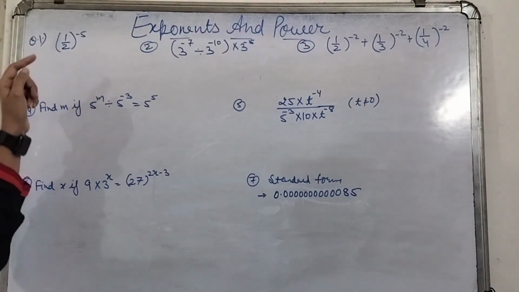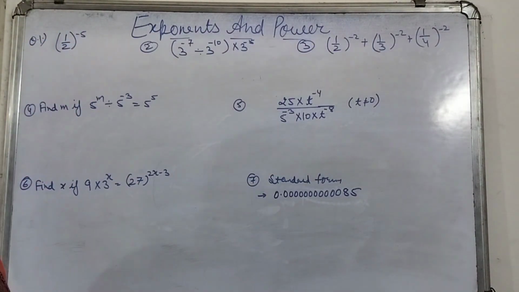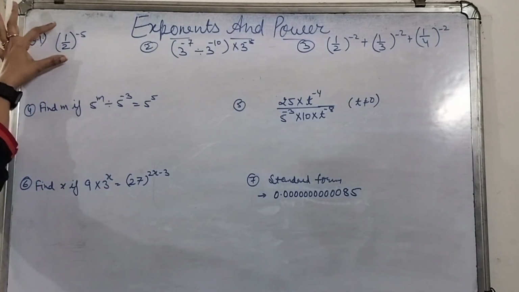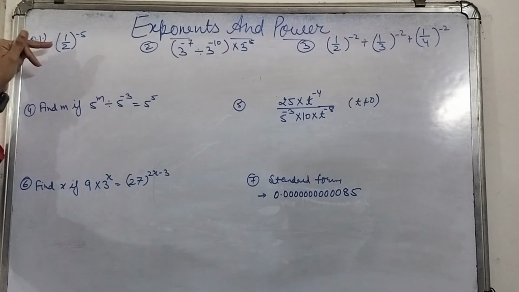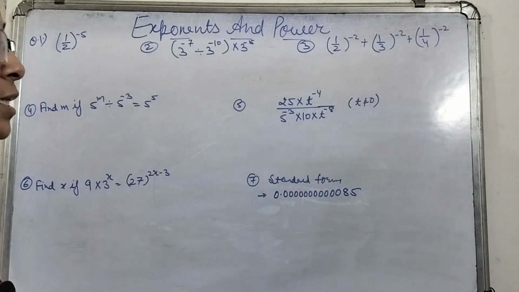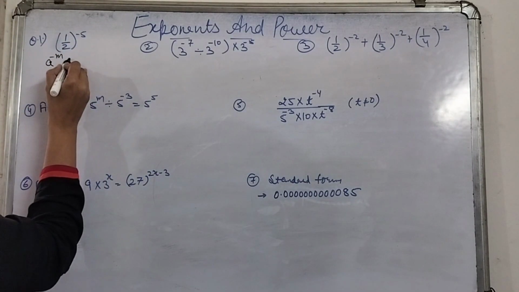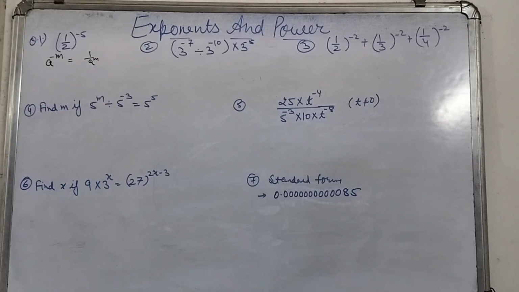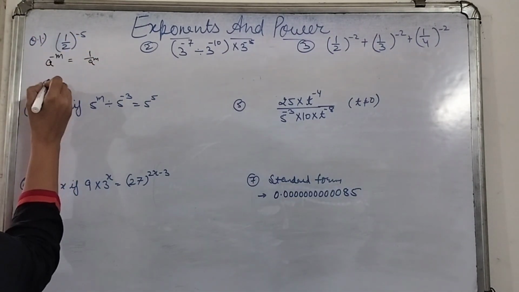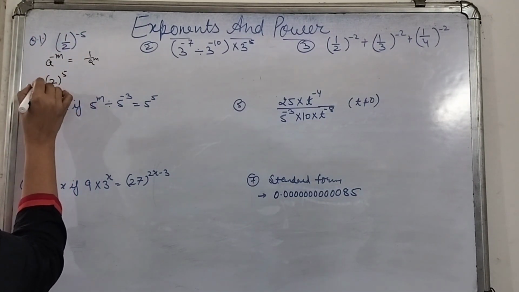So question number 1, we have to simplify 1 upon 2 raised to the power minus 5. If there is any base with negative power, then we will reciprocate the number and the power will become positive. What we had learned is, if it is a raised to the power m, then it could be written as 1 upon a raised to the power m. So we will reciprocate the number. So 1 upon 2 will become 2 and the power will become positive. That means 2 raised to the power 5.